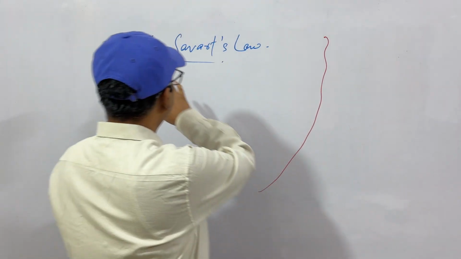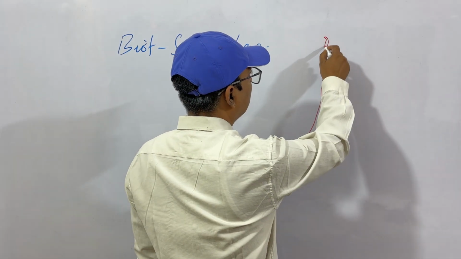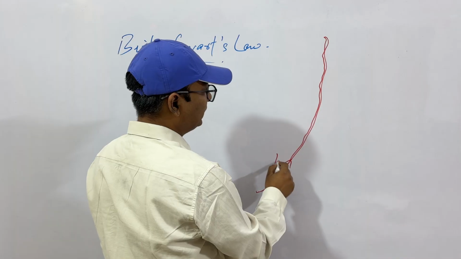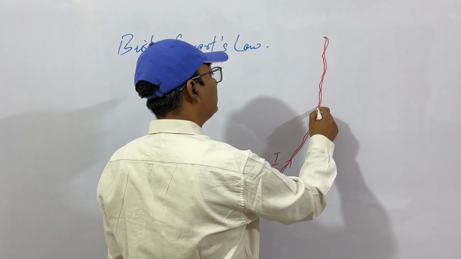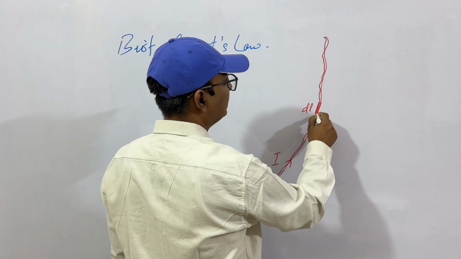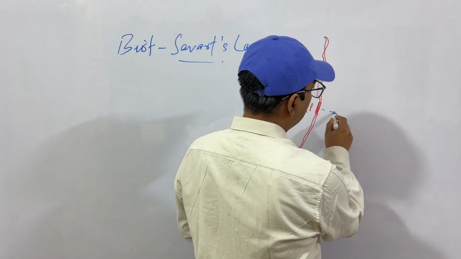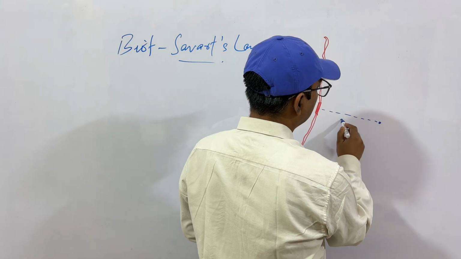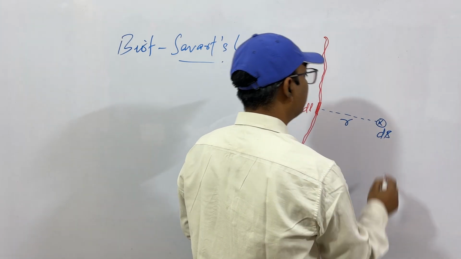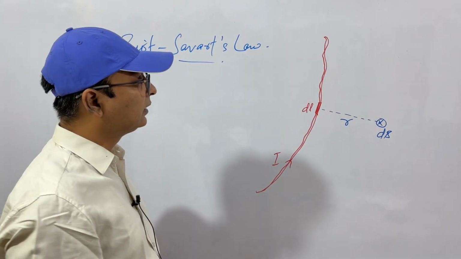Now here, what is the difference in this Biot-Savart law? It is that if this is a conductor, let's say, and it is carrying a current I, and we take a small element that has length dl, then at a distance r from it, what will be the magnetic field due to this current carrying conductor? Clear?